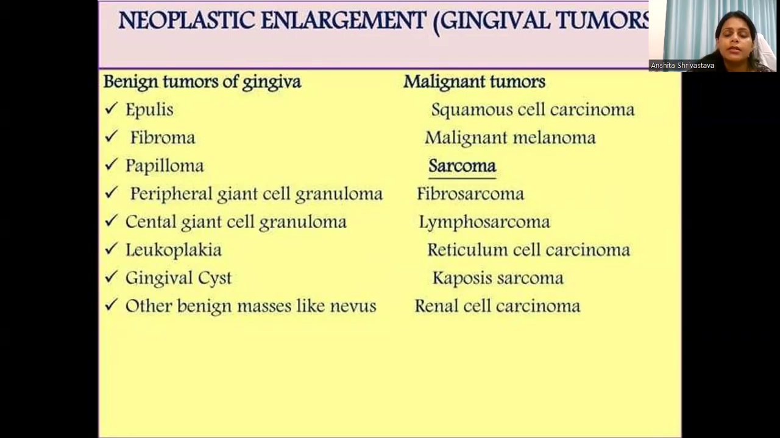Whereas in malignant tumors, you will be seeing squamous cell carcinoma, malignant melanoma, and in sarcoma, you can see fibrosarcoma, lymphosarcoma, reticulum cell sarcoma, Kaposi sarcoma, and renal cell carcinoma.